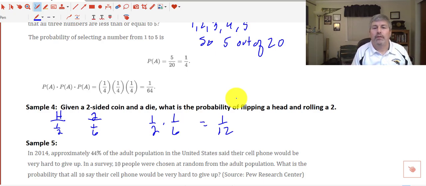What is the probability of flipping a head and rolling a 2? Well, flipping a head would be 1 out of 2, because I can only get heads or tails. And rolling a 2, I get a 1 out of 6 chance. So multiplying 1 out of 2 times 1 out of 6, I get 1 out of 12. That's the probability of flipping both a head and rolling a 2.